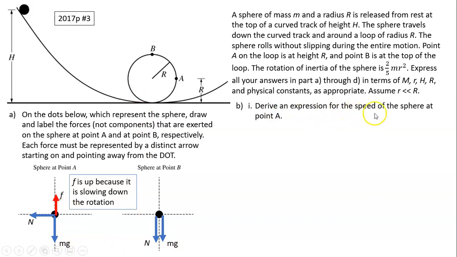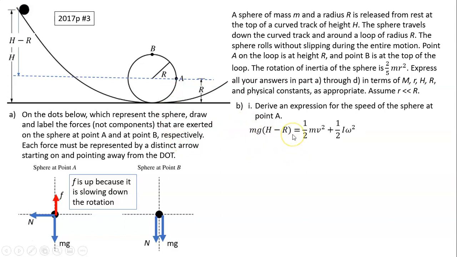Part 1 of B: derive an expression for the speed of the sphere at point A. We can use conservation of energy. If we decide that the energy at A is 0, then the potential energy at the highest point would be mg times (h minus R). And at A, because the sphere is rolling and moving translationally, you'll have two kinetic energies.